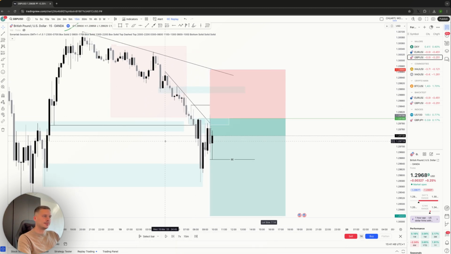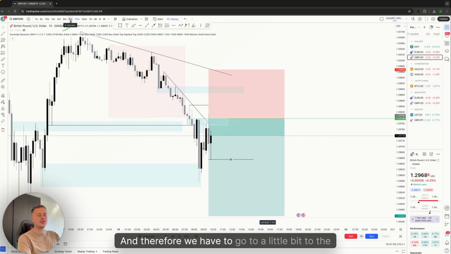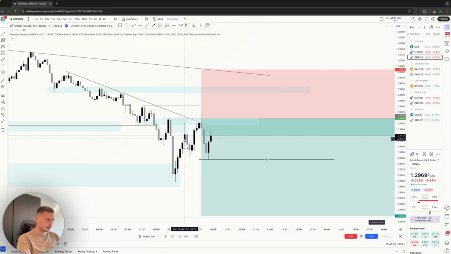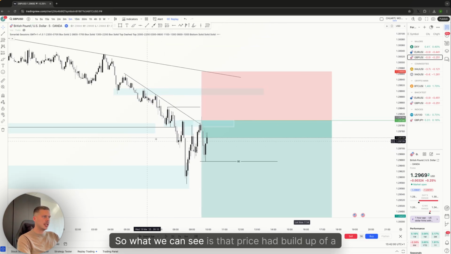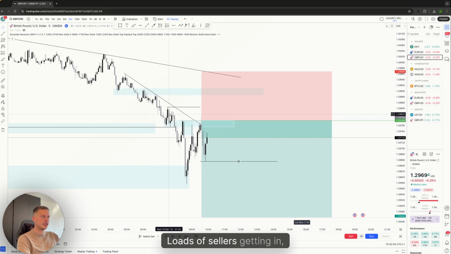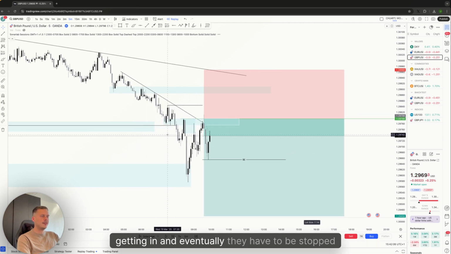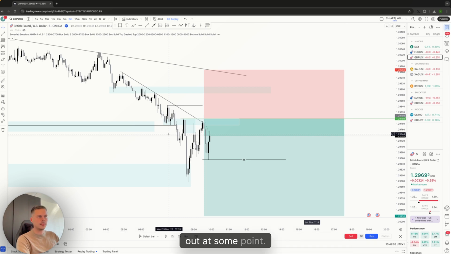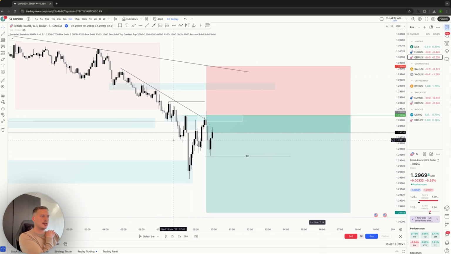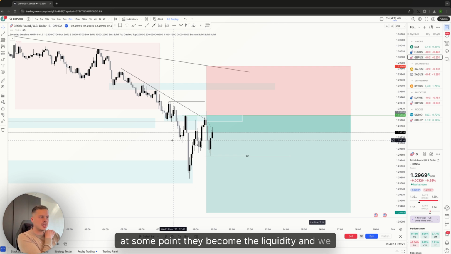But let's dive in. And therefore, we have to go a little bit to the lower time frames. So around the 15-minute, 5-minute is where it gets really interesting, and even the 1 minute today. So what we can see is that price had a build-up of a trend line over here. Loads of sellers getting in, and eventually they have to be stopped out at some point, right? We cannot have so many touches of the trend line. At some point they become the liquidity and we have to take them out.